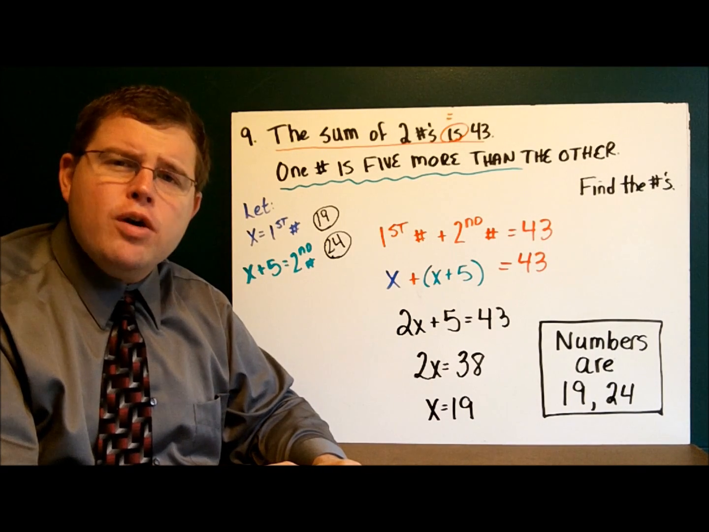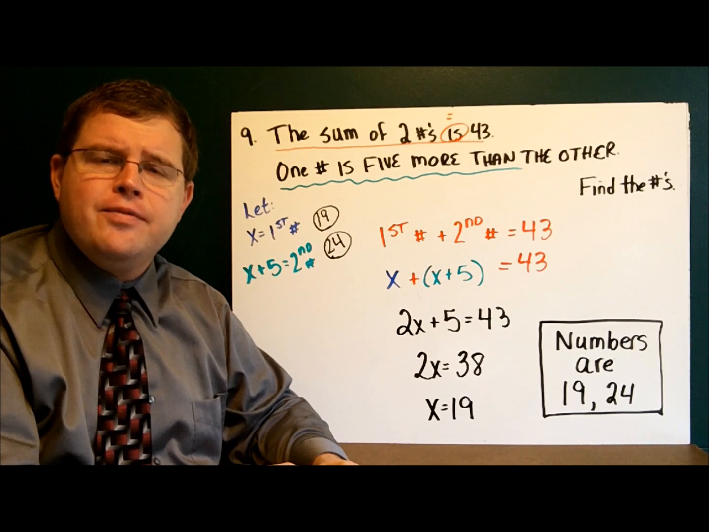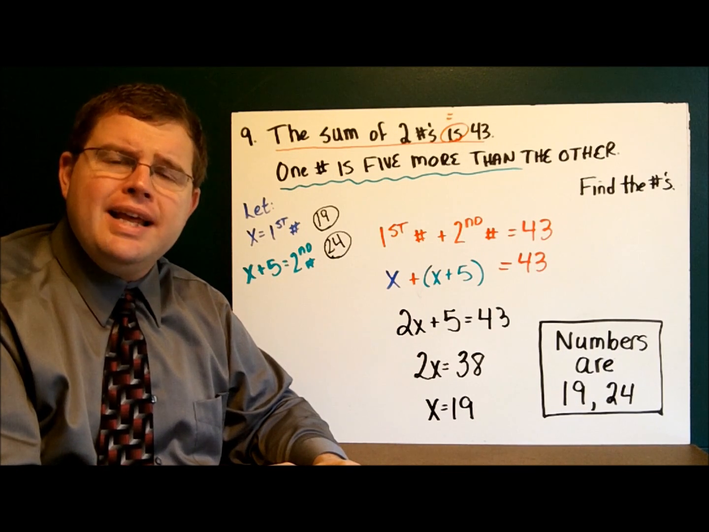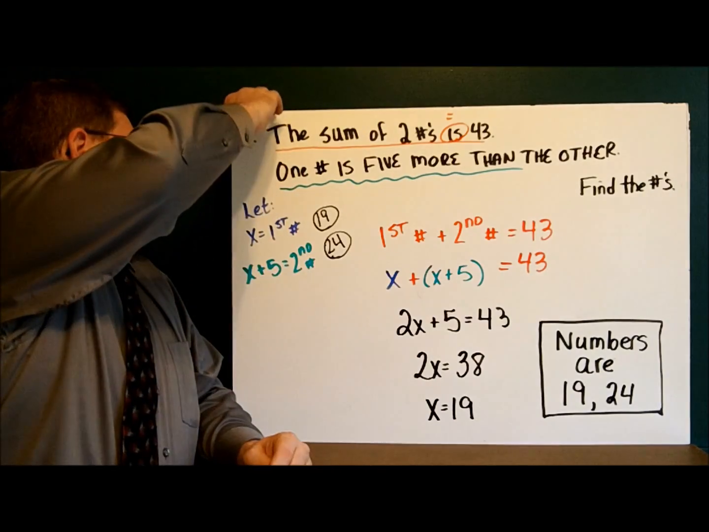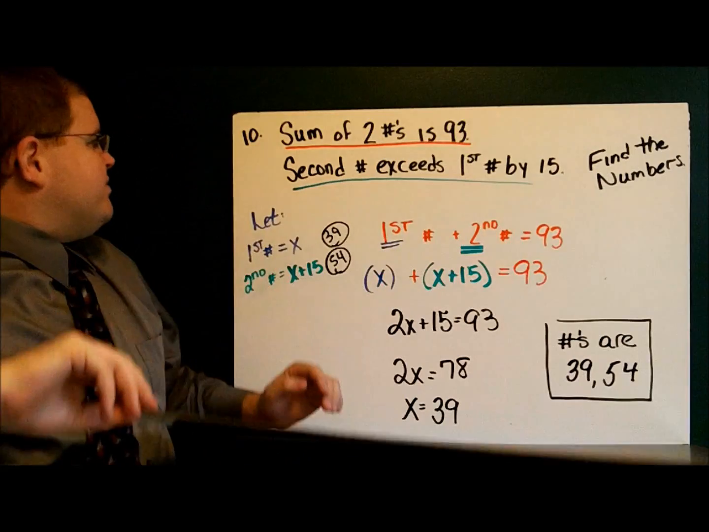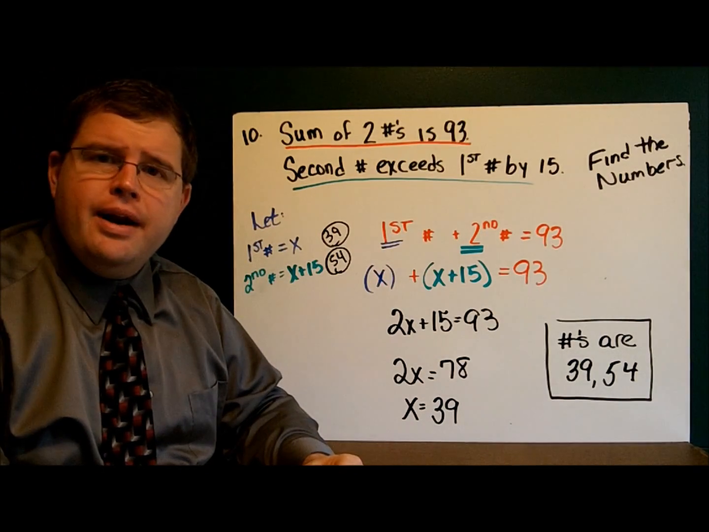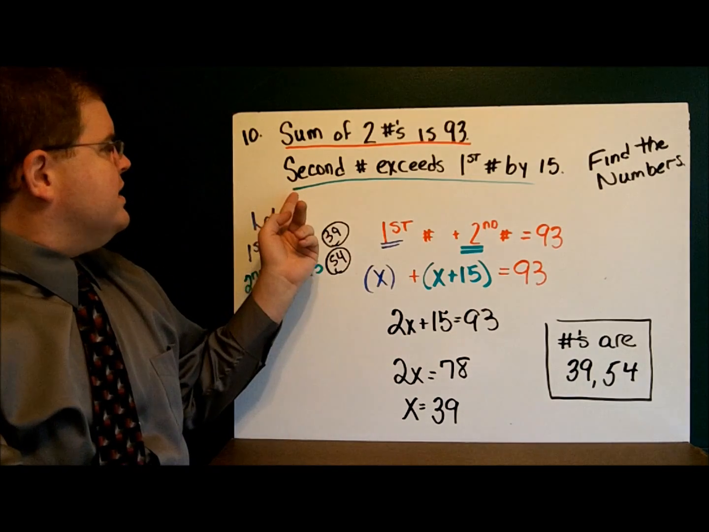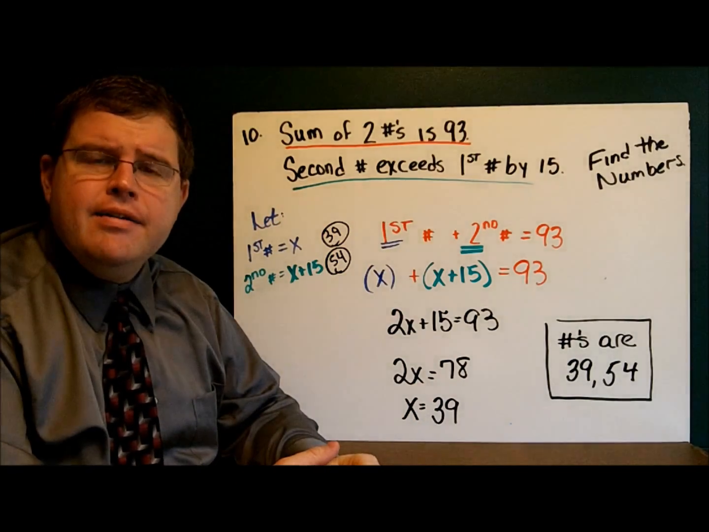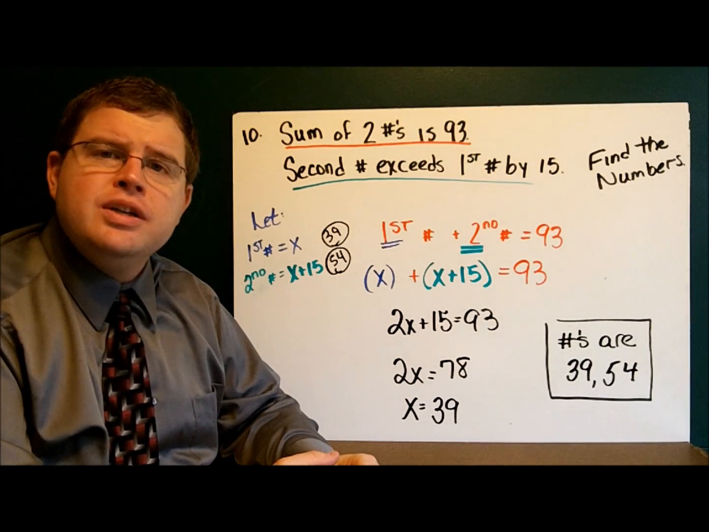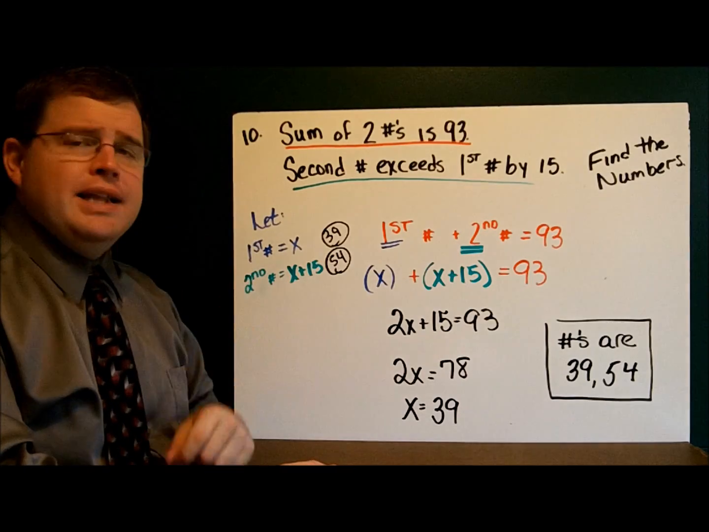There was certainly more going on in this example where we had 2 numbers and we had to sort through the information. But once you get the hang of it, it's not that bad. Let's take a look at one more example. The sum of 2 numbers is 93. Second number exceeds the first number by 15. They want us to find the numbers. We need to find 2 numbers here, the first number and the second number.